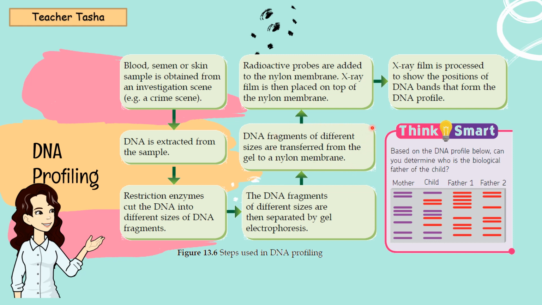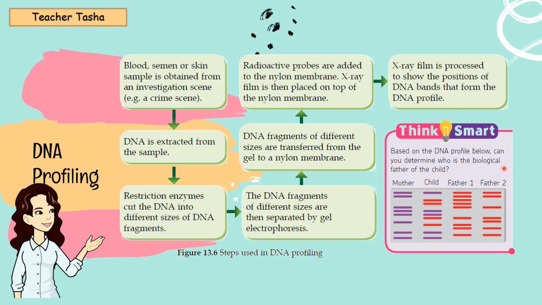DNA fragments of different sizes are transferred from the gel to a nylon membrane. Then radioactive probes are added to the nylon membrane. For example, X-ray film is then placed on top of the nylon membrane. This X-ray film is processed to show the position of DNA bands that form the DNA profile.